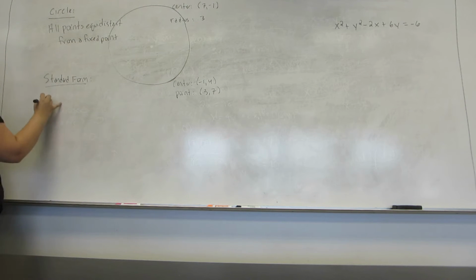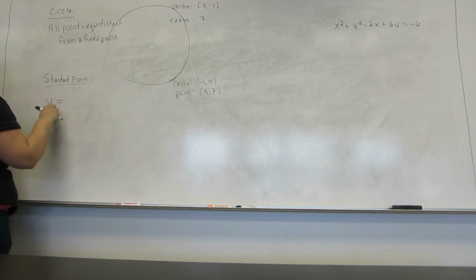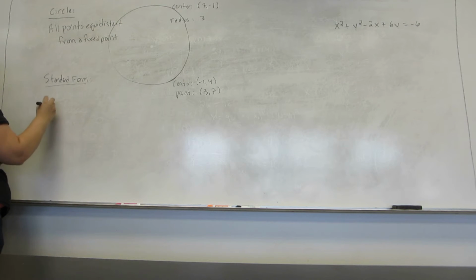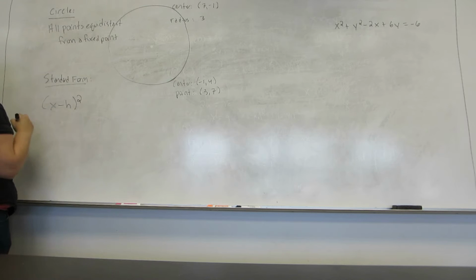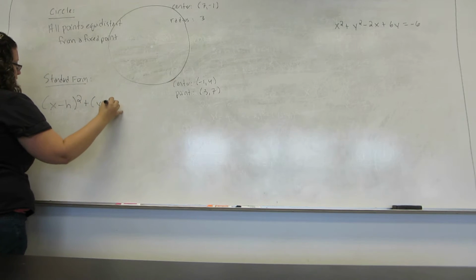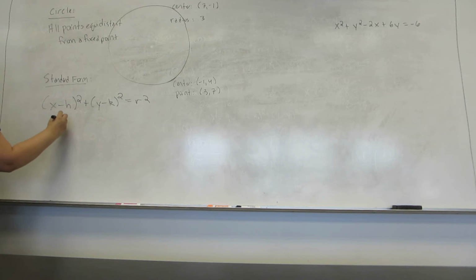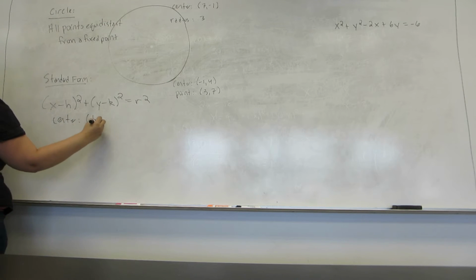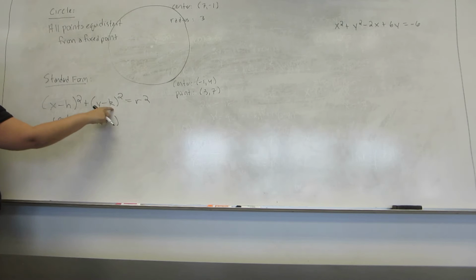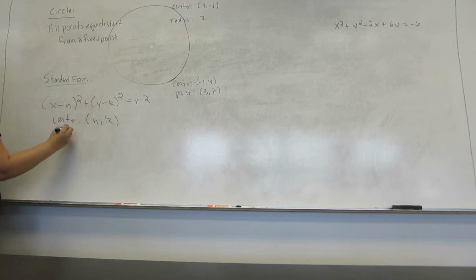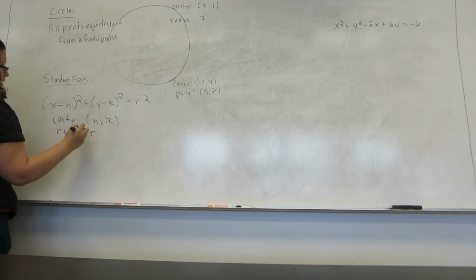The standard form of the equation of a circle is (x - h)² + (y - k)² = r², where the center is the point (h, k), its coordinates here and here, and the radius is r.